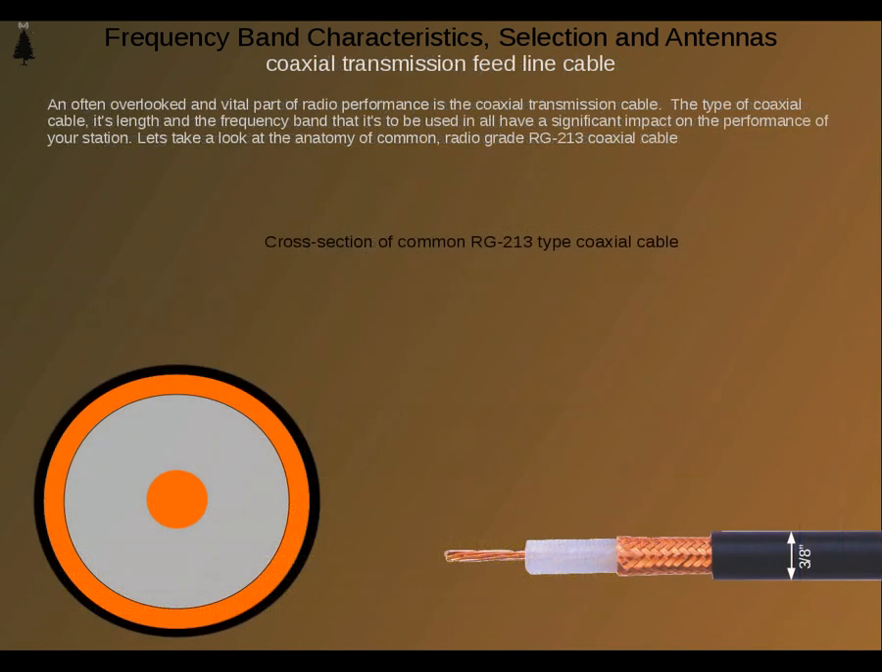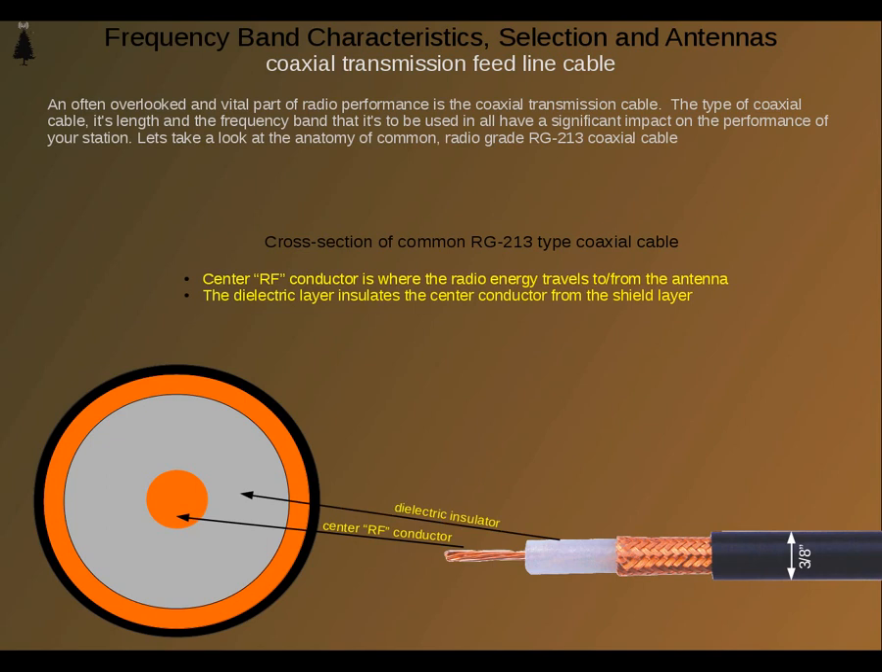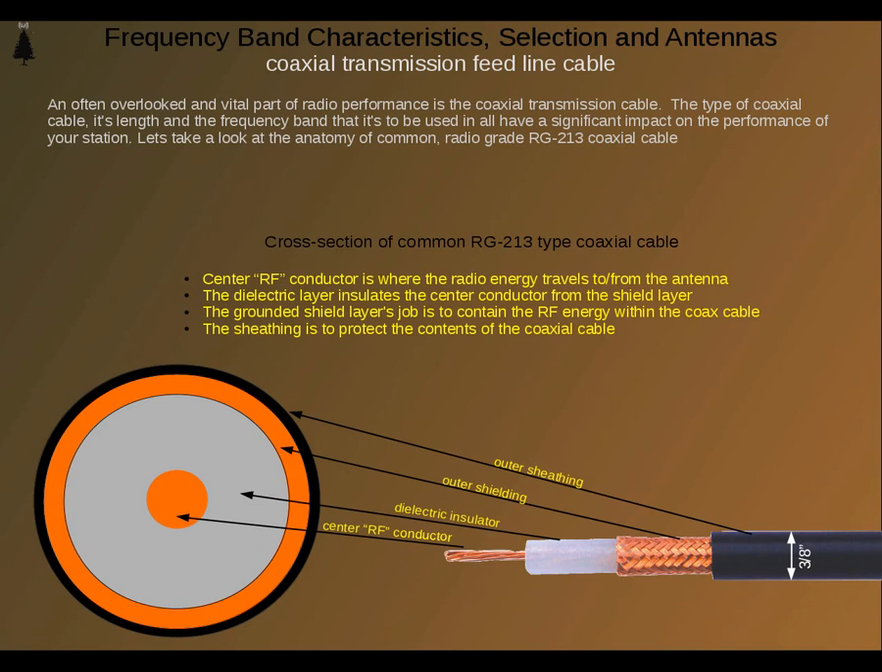An often overlooked and vital part of radio performance is the coaxial transmission cable. The type of coaxial cable, its length, and the frequency band that it's to be used in all have a significant impact on the performance of your station. Let's take a look at the anatomy of common radio-grade RG213 coaxial cable. The center RF conductor is where the radio energy travels to and from the antenna. The dielectric layer insulates the center conductor from the shield layer. The grounded shield layer's job is to contain the RF energy within the coax cable, and the sheathing is to protect the contents of the coax cable.